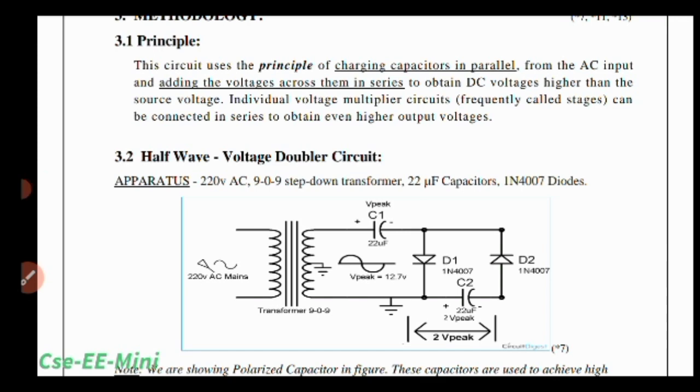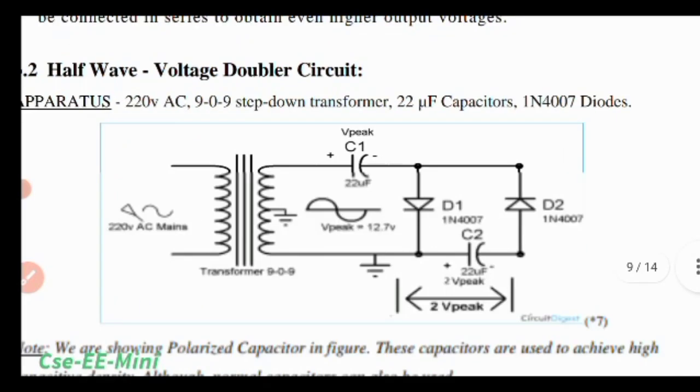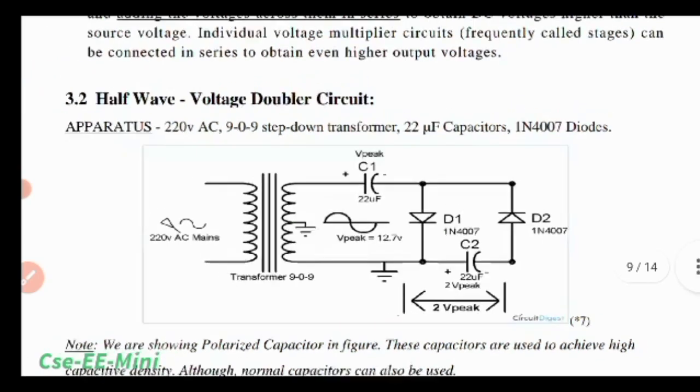The circuit uses the principle of charging capacitors in parallel from the AC input and adding voltages across them to obtain the high voltage DC. So it is saying that we have to connect the capacitors in parallel. Parallel in the sense that they are not connected directly. This means that one end of the capacitor is not directly connected to the other end, because in the figure you can see that the capacitors are not perfectly connected in parallel, because there are also diodes in between them.